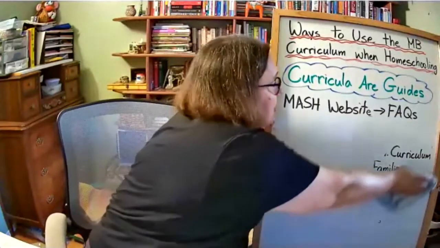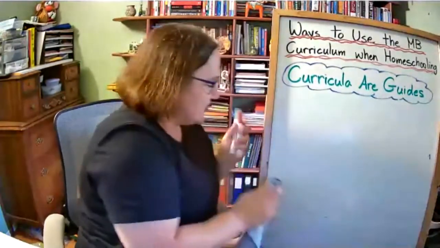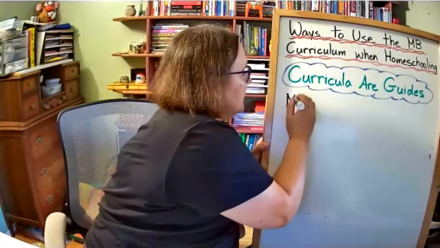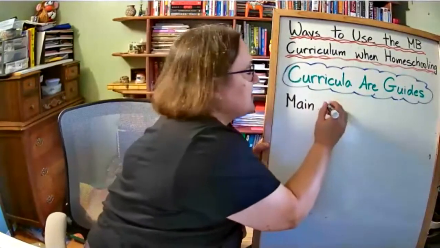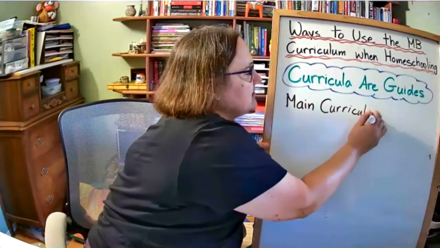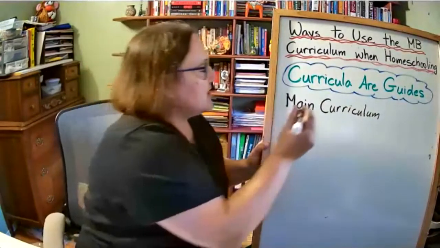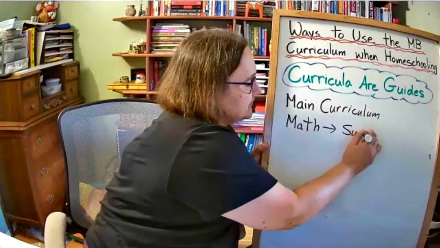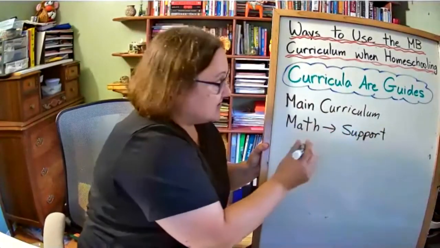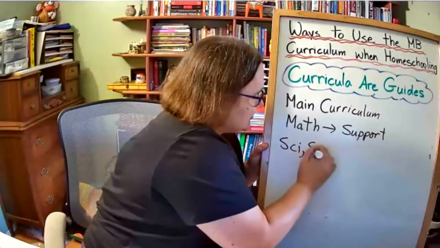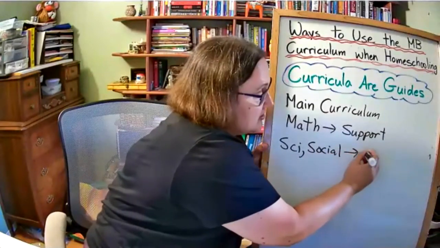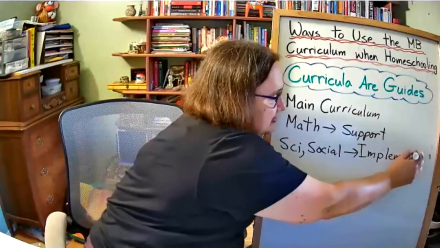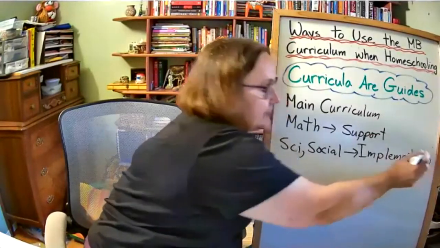The other thing I want to emphasize, when you're in the main government curriculum, I can't remember how MASH puts it on their page, but it's the main curriculum. And when I say that, it's when they have all the subjects listed. When you get to math, your keyword is support. You want to get to support documents. But for science and social studies, your keyword is implementation, to find the activities you're looking for. Implementation. I have to sound it out still.